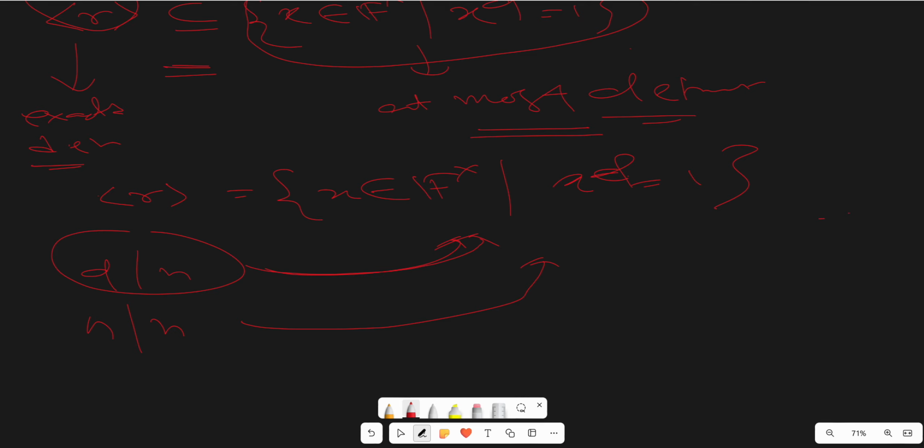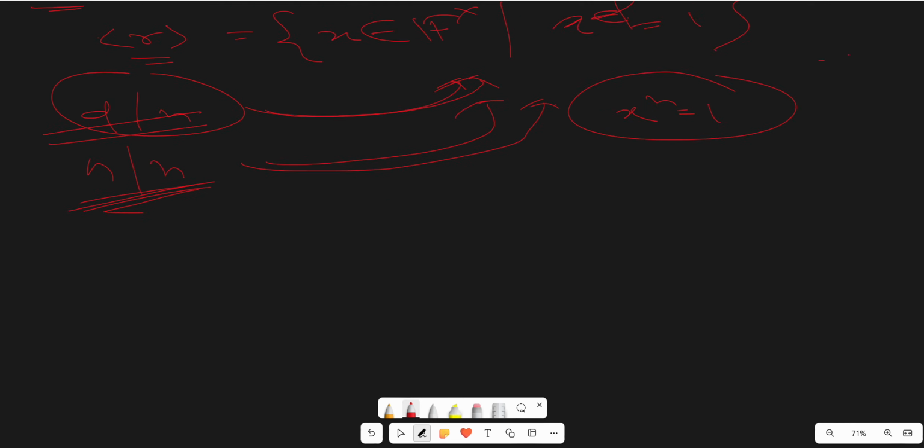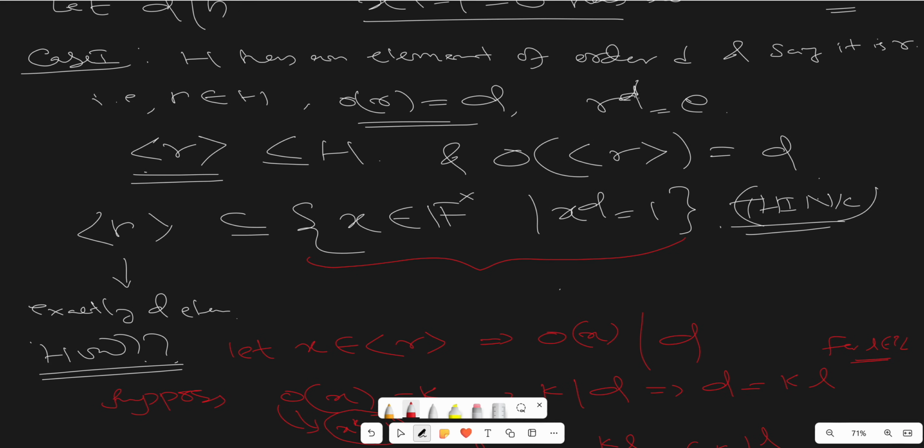So for n, you will get that the set of x such that x to the power n is 1, and this set are equal. You will get an element, right? So can you see the proof now? Why is H cyclic? For every divisor d we are getting this, and n is also a divisor, so for that we will get that. So this proves the theorem. This proves that H is cyclic for case 1.